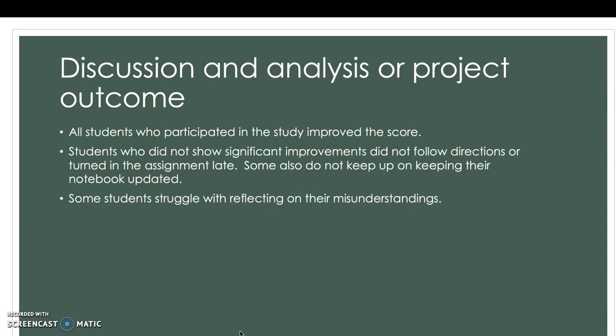So at the end of this, I determined that all students who participated in the study improved their scores. Those students who did not show significant improvements didn't follow directions or turned the assignment in late. Some of these students also just didn't keep up on their notes. I did also determine that students struggle with the reflecting. So I got a lot of, I didn't understand the question, or I don't know, which kind of defeated the whole purpose of the reflection, because I was really looking for what did you do wrong, or why is this question right?